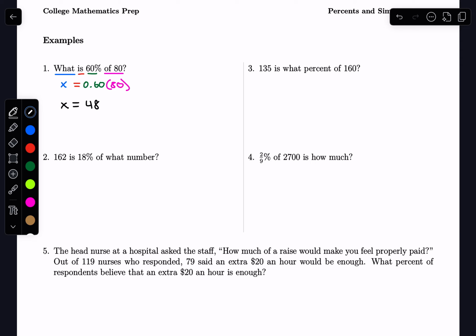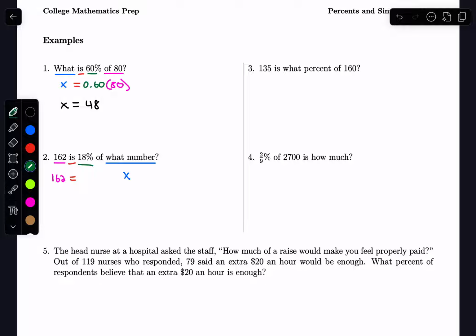Number two is going to require a little bit more from us. It says 162 is 18% of what number? We're always going to look for the unknown and call that our x. So what number? That number is x. Now going from left to right, we have 162. 162 is just a number, so I just copy it down directly. The word "is" means equals.